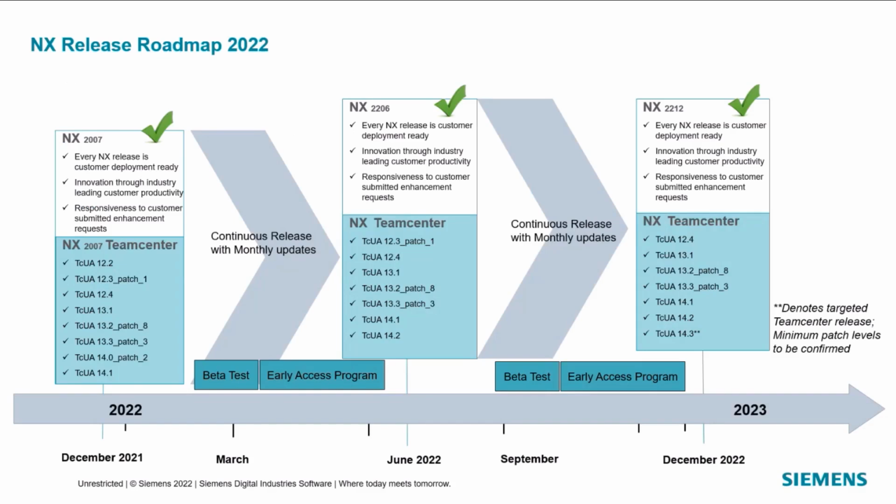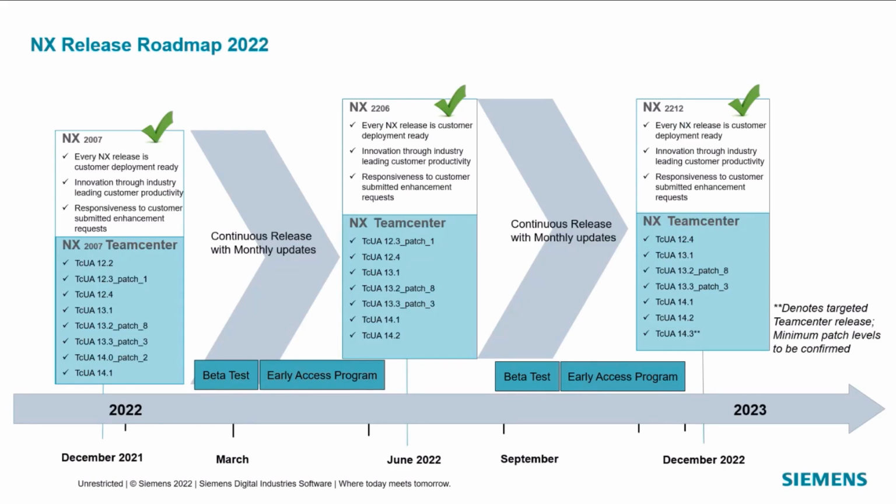I'm going to go back to the beginning of last year. So after NX 12, Siemens went to a 4-digit version code, and at first the date codes weren't being used, but getting into the middle of last year, as you'll see in the June 22 time frame, the version numbering switched over to something that's more like a date code. So at the beginning of last year, the latest release was NX 2007, which was not tied to a date. And then you get to NX 2206, so that's June 22. And then you've got December of 22, that's the 2212 release.